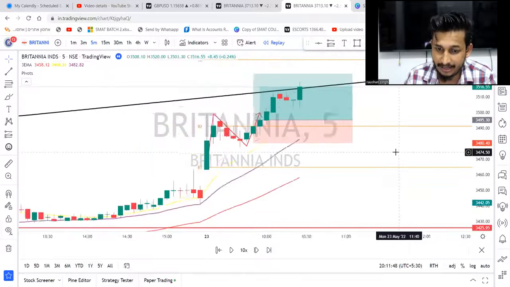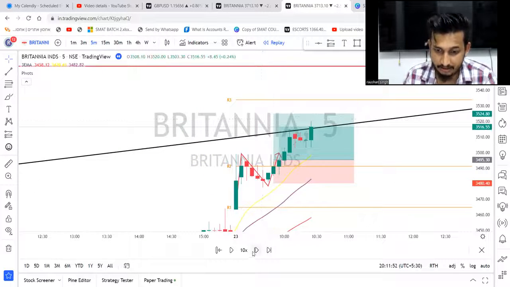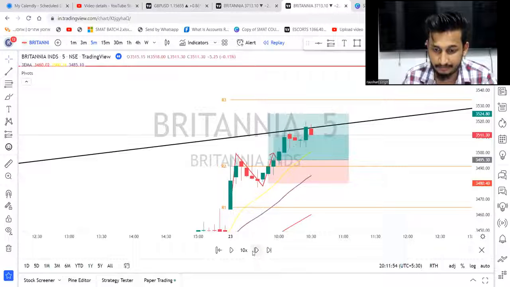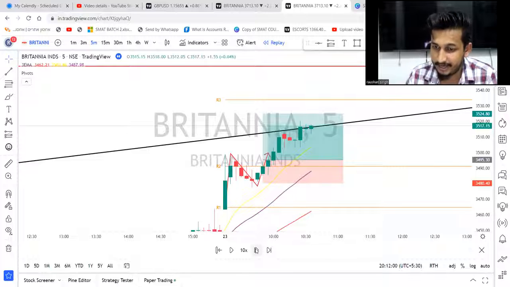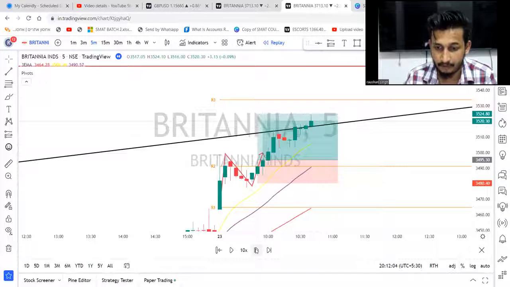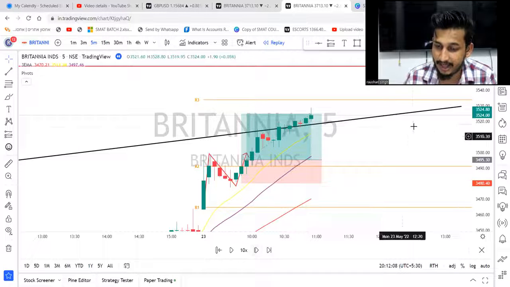Look at the EMA lines. EMA lines are also good, which means I can continue this trade for my target. If in the next two candles my target is not hitting, I will exit all my quantity. Almost near to my target, it has hit my target.